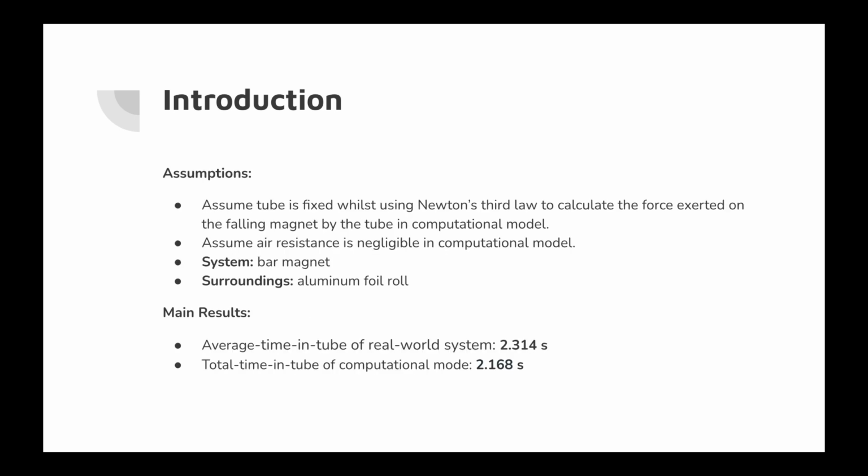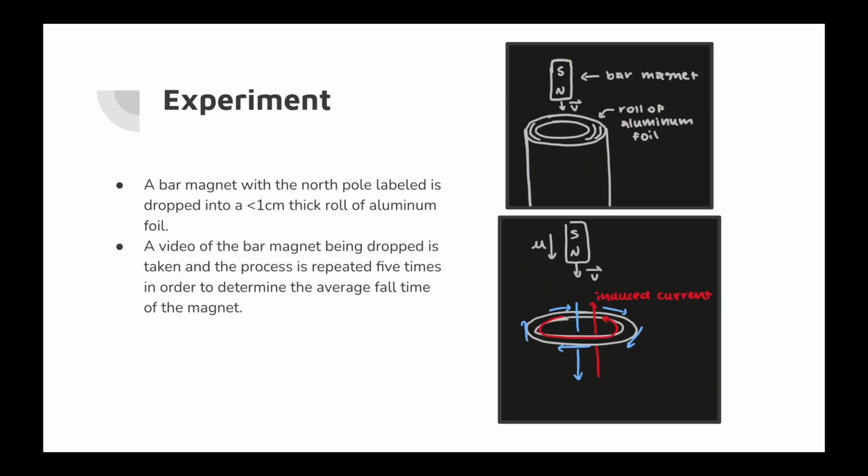Some assumptions we will use for this lab: we will assume that the tube is fixed, whilst using Newton's third law to calculate the force exerted on the falling magnet by the tube in the computational model. We will also assume air resistance is negligible in the computational model. Our system in this experiment is the bar magnet, and the surroundings are the aluminum foil roll. The main results of this lab are that the average time in the tube of the real-world system by the bar magnet is 2.314 seconds, while that in the computational model is 2.168 seconds.